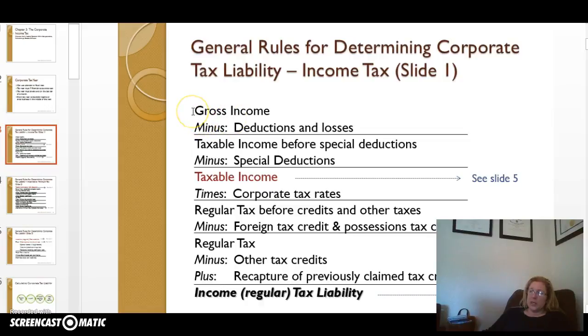We're starting with gross income. We're going to subtract deductions and losses. This will give us taxable income before any special deductions, and then we'll subtract the special deductions. This gives us taxable income.